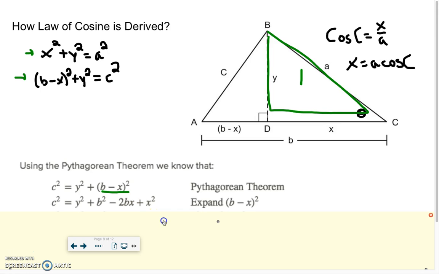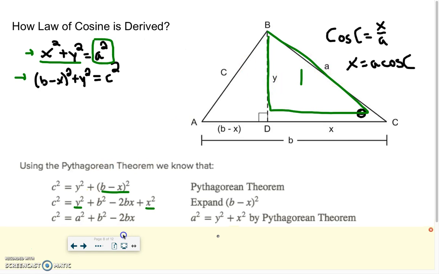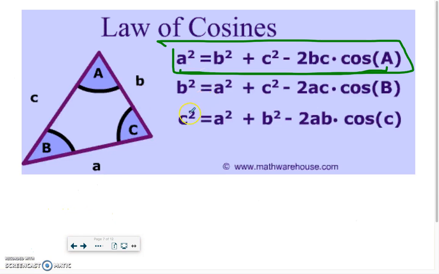And if you notice here, x squared and y squared, we already found up here. So we're going to substitute the x squared and the y squared together with the a squared. So what you found in this triangle, we're now going to take the a squared and substitute. c squared is equal to a squared plus b squared, which is similar to the second formula that we found on the last page.